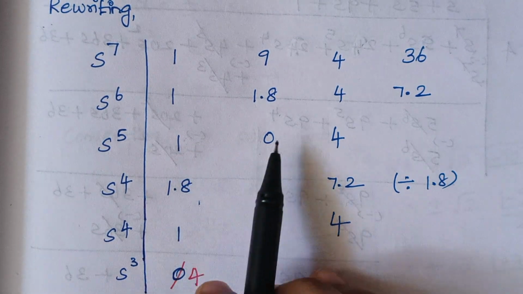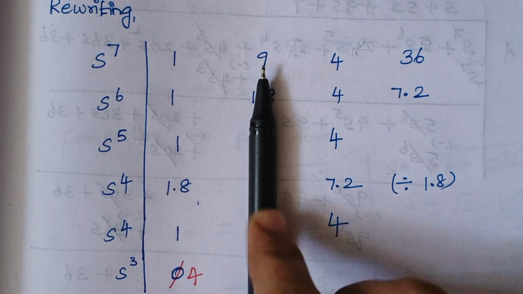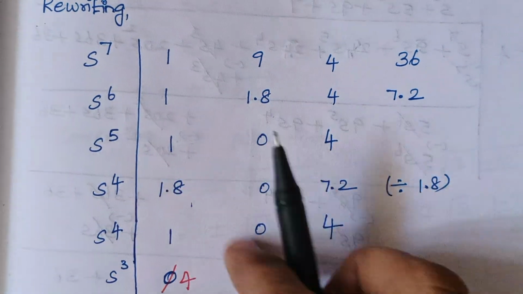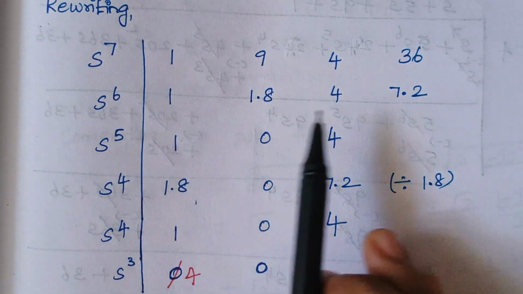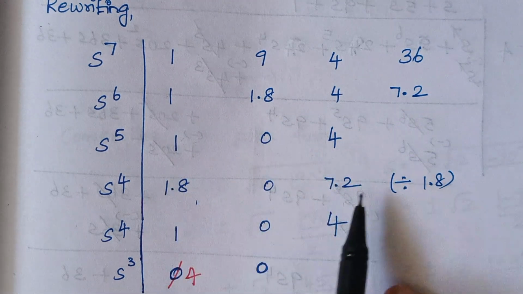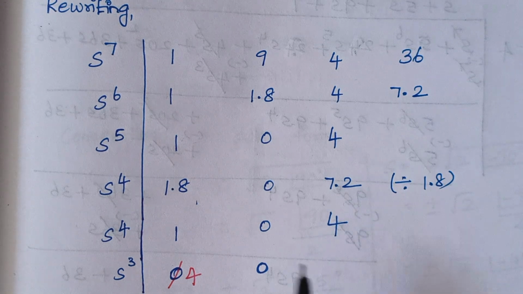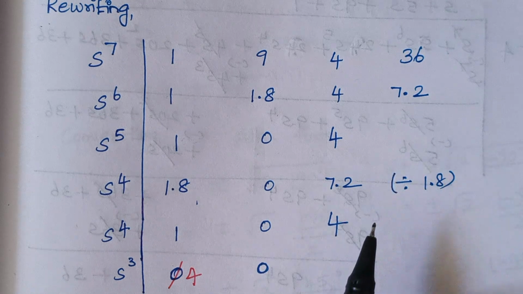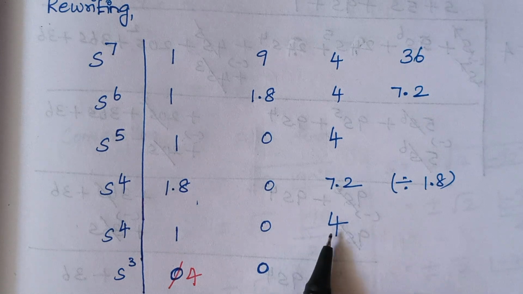And here to find the second value, you can hide this column. And how to find the value? You see, 1 into 4 minus 4 into 1 divided by 1. So that gives 0. And finally, to find the third element, 1 into 7.2 minus 0 into 1 divided by 1. So that gives the answer as 7.2. Right. So again, these two numbers are divisible by 1.8. So again, I am dividing and I am getting the answer as 1, 0 and 4.